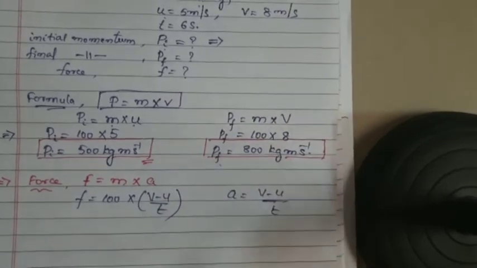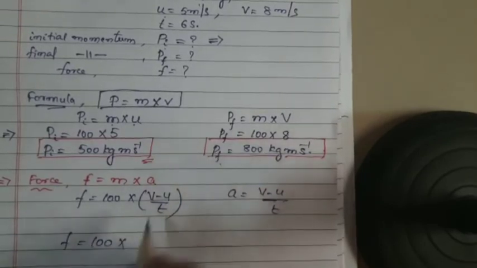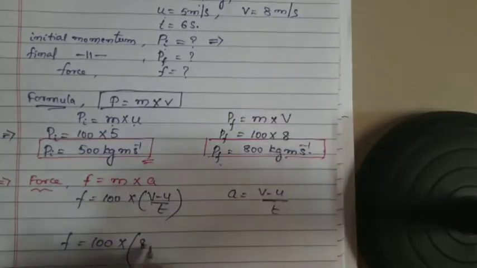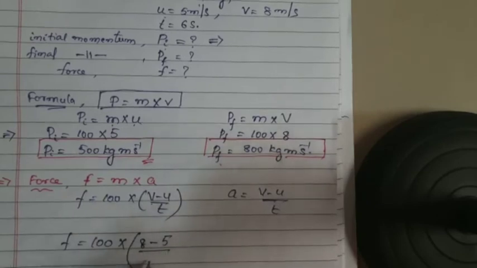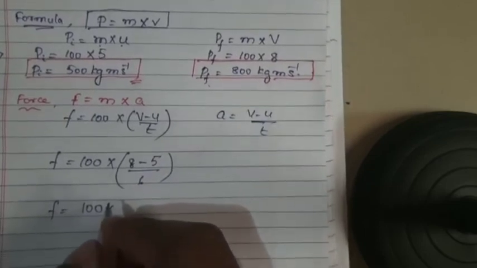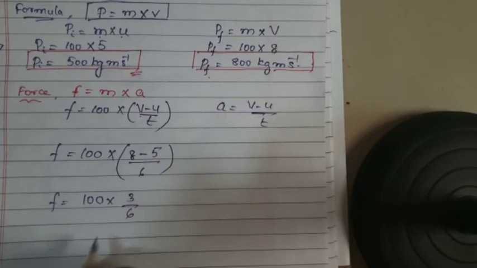Now F is equal to 100 into, again in place of v, let me write the final velocity, which is 8, minus the initial velocity, which is 5 meter per second, divided by the time taken, which is 6. Now if I simplify this, F is equal to 100 into 8 minus 5, 8 minus 5 is 3, divided by 6.